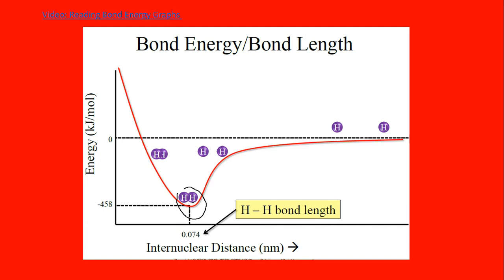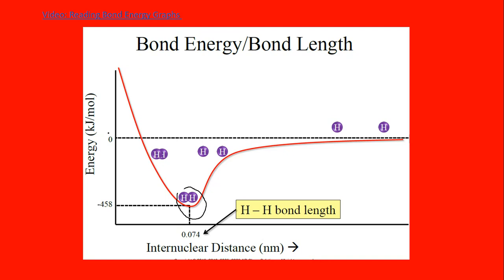Usually we have to read these bond energy graphs using diatomics. The one thing you have to look for is the internuclear distance goes along the bottom. That's basically just how far it is from one nucleus to another, and that distance is in nanometers, which is, I think, one trillionth of a meter. But the harder part is the energy, and that's in kilojoules per mole.